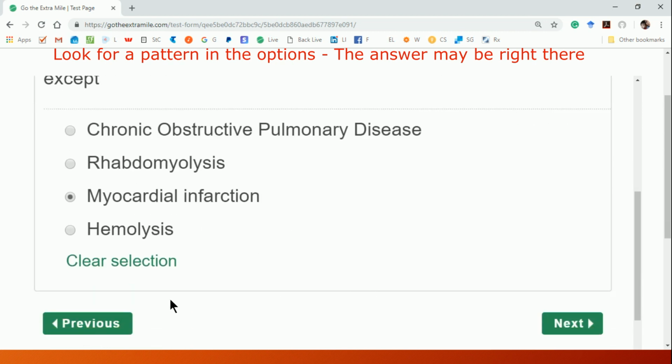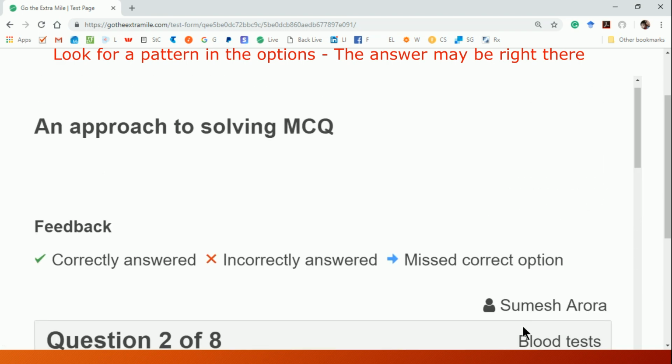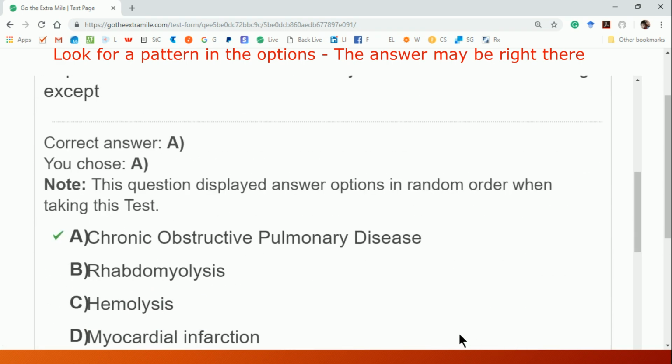I am thinking that AST is an intracellular enzyme, so anything which involves cell death may be associated with rise in AST. So I'm going to click on COPD. Let's see how we go. Hey, there we go.